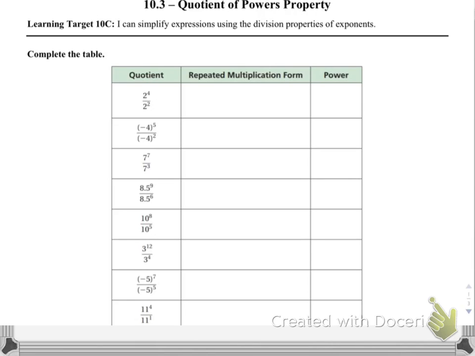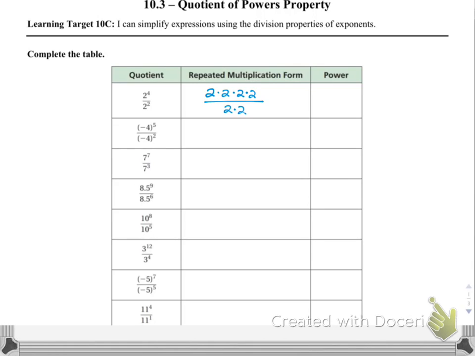Now, repeated multiplication form just means I'm going to rewrite it. So 2 to the 4th means 2 times itself 4 times. So I have that right there. And then in the denominator, I have 2 squared. So 2 times 2, okay?